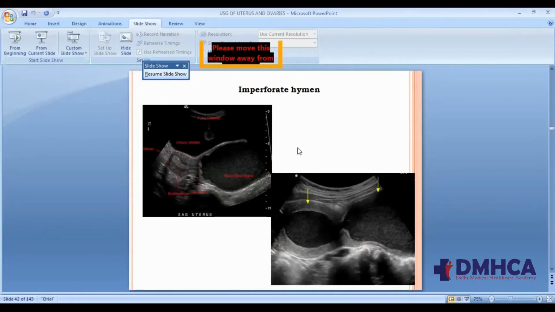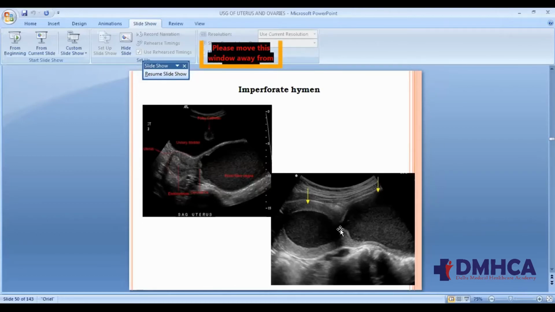Now coming to the imperforate hymen. In an imperforate hymen, the membrane does not rupture, and the blood gets collected in the vaginal cavity or the uterine cavity. If it is located only in the vagina, it is hematocolpus. The uterus and endometrium are seen very nicely. In another case, blood is collected in the vagina and the uterine cavity as well. This is hematometrocolpos.